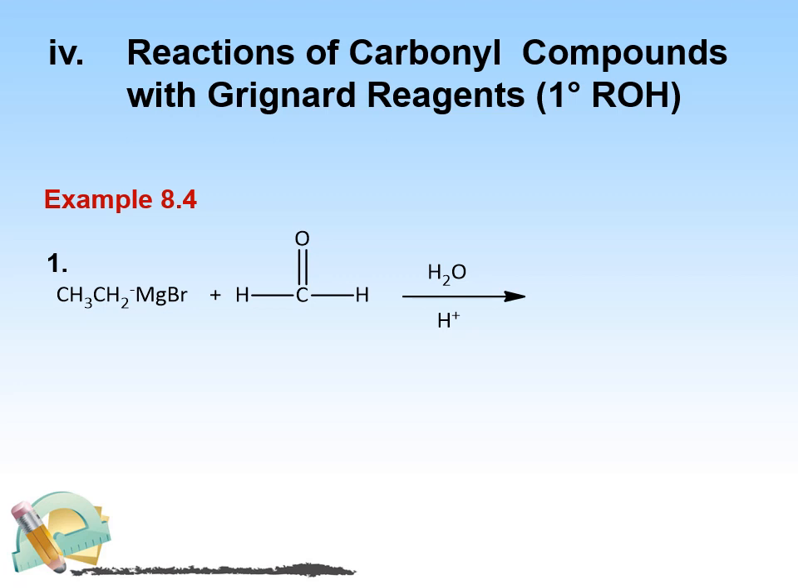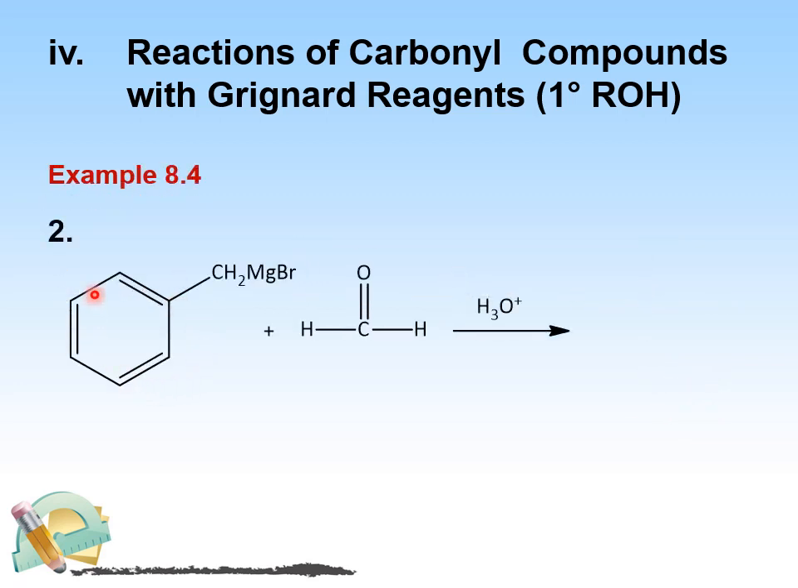Now we move on to Grignard reagents. How do we produce a primary alcohol? We will simply use a methanol. So what is the product for this reaction when ethyl magnesium bromide reacts with methanol and then being hydrolyzed? Yes, it will produce a propanol.